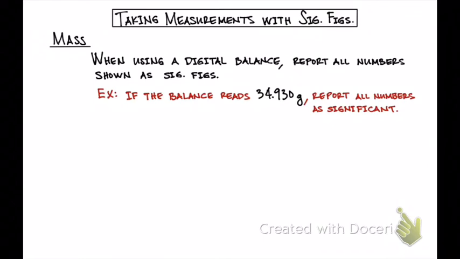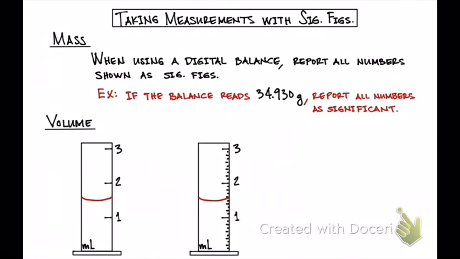So that's simple for mass. Now let's look at volume. Okay, let's say we have 2 different graduated cylinders here. So this is a graduated cylinder and it's used to measure volume of liquids. And these two are different in terms of the markings, right?